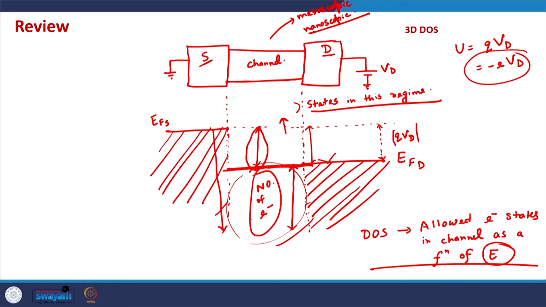Okay, that will tell us about the charge concentration or the number of electrons in the device or in the channel, and that will also play some role in electrostatics of the device. Okay.